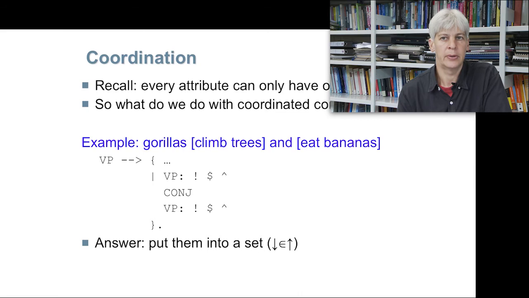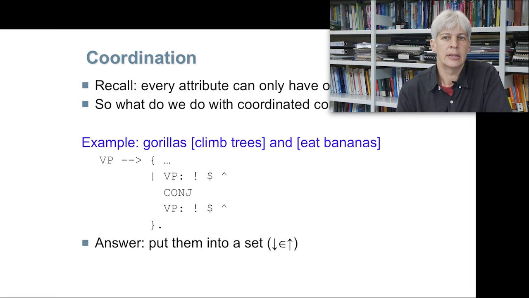There's a problem with coordination for grammar writing, or for the LFG formalism, in that every attribute is only supposed to have one value, okay? So in coordination, we actually have gorillas climb trees and eat bananas. We have a VP. And, well, so what is the value of the sentence? So what's going on here? You have climb trees and eat bananas. Both are objects, so do we then have two values for objects? Do we have two different predicates? What should we do? So what do you do with coordinated constituents?